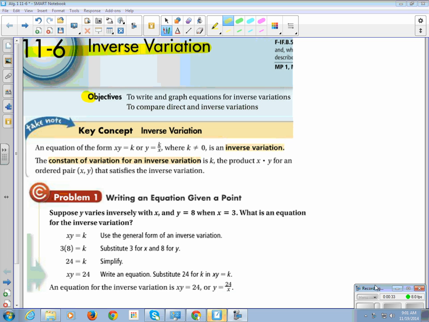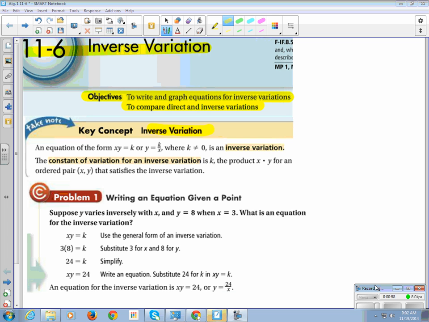So our learning objective is to write and graph equations for inverse variations. And remember, when your learning objective is to graph, always expect graphing to be a part of your notes. So if you're taking notes on your own, make sure if the learning objective says to graph, you have graph in there somewhere. And then to compare direct and inverse variations.